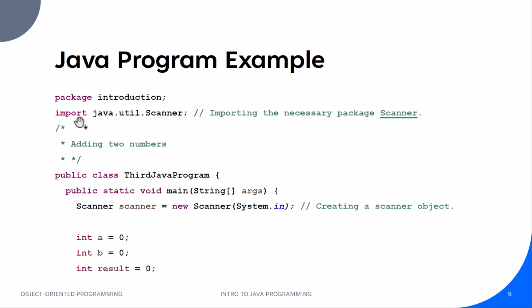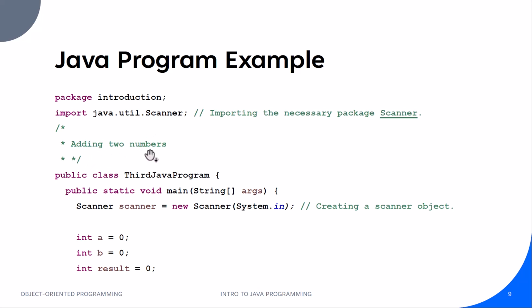And the way we import packages is by writing the keyword import, and then writing the package name after the import. And then we end it with a semicolon. And this line will enable me to import the necessary package, Scanner. Now, this Scanner package will be used to input from users.